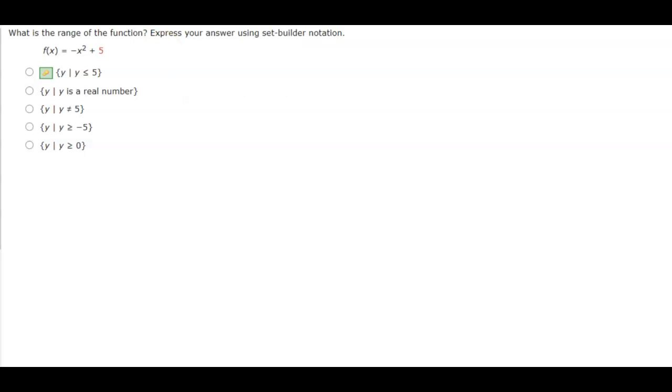Okay, the question says, what is the range of the function? And then express your answer using set builder notation. Okay, so first things first, let's figure out what A, B, and C are so we can figure out what is the vertex of this function.